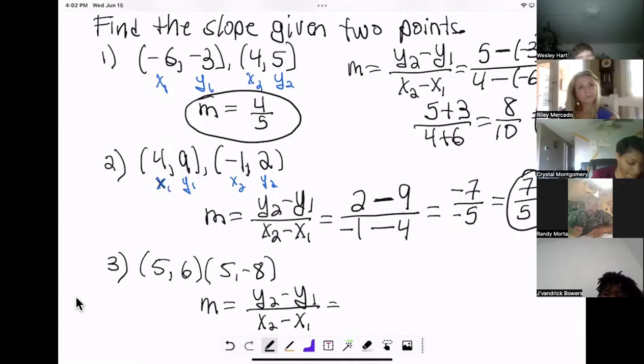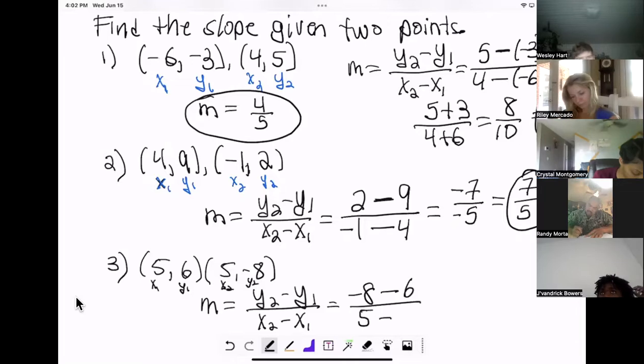Okay, so let me label them. X1, Y1, X2, Y2. Okay, negative 8 minus Y1 is 6 over X2 is 5 minus X1 is 5. So I get negative 8 minus 6 is negative 14. 5 minus 5 is 0. We can't divide by 0. So I actually have an undefined slope.